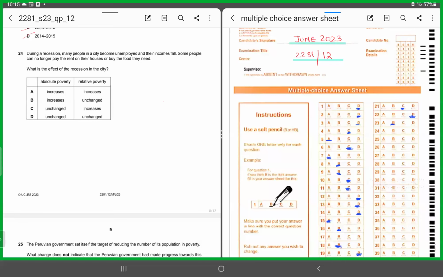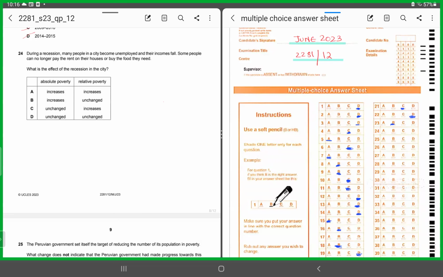All right, so we'll be continuing from MCQ number 24. MCQ 24 says, during a recession, many people in a city become unemployed and their incomes fall. Some people can no longer pay the rent on their houses or buy the food they need. What is the effect of the recession in the city?